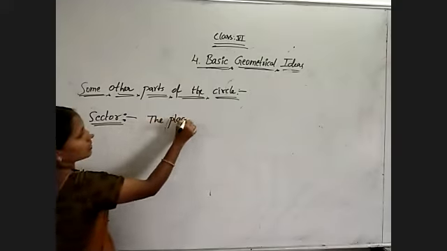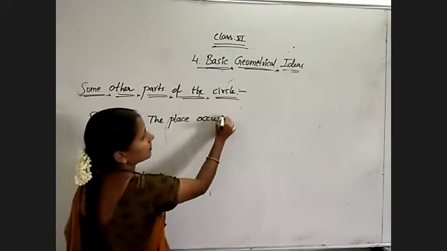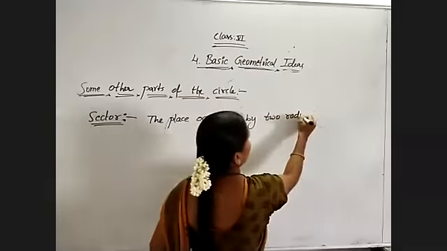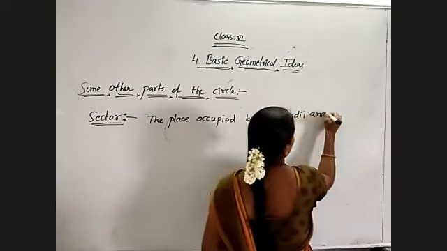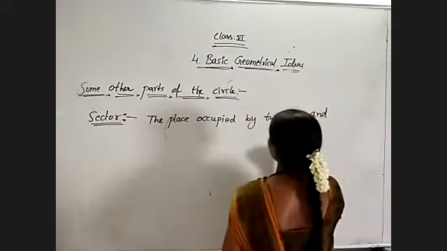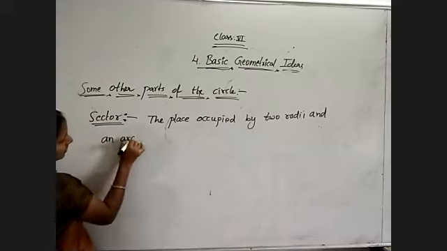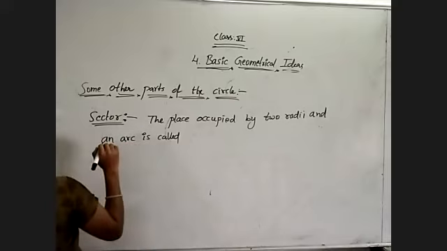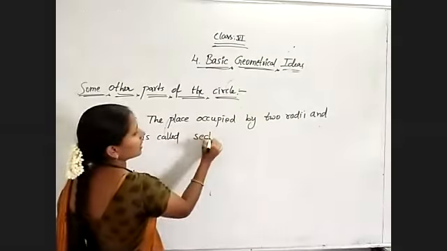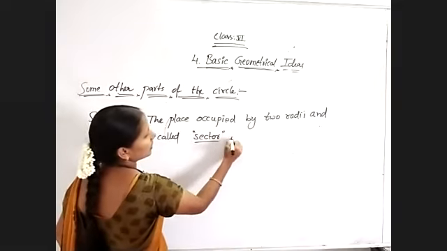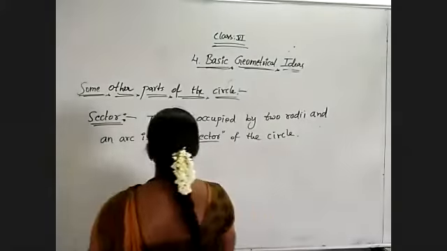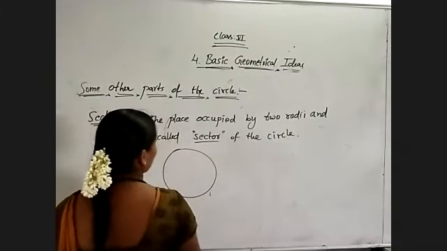The place occupied by two radii and an arc is called the sector of the circle. Sector of the circle. Here, two types of sectors we will get.